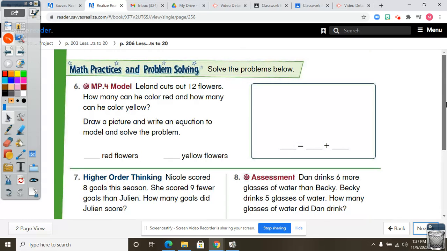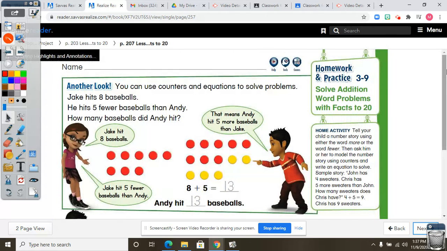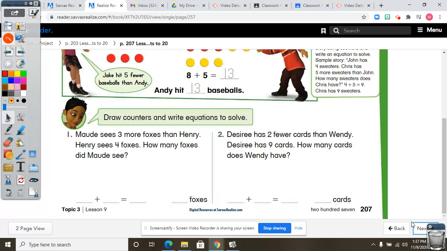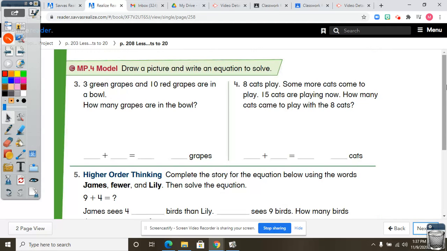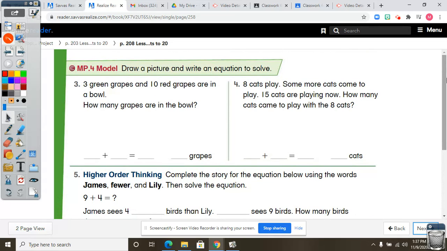Now, when you are done with those 3 problems, you can do some extra work on page 206. You can also do some extra work on page 207 and page 208. You don't have to do all of them on each page. If you want to pick a couple to practice, that would be good.